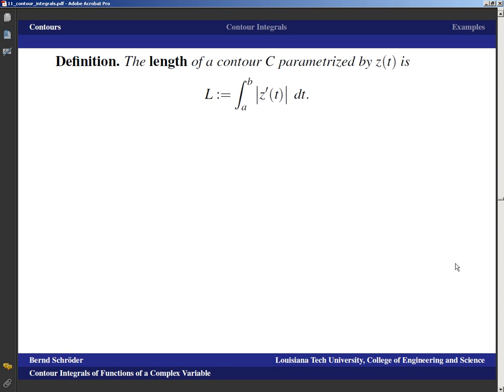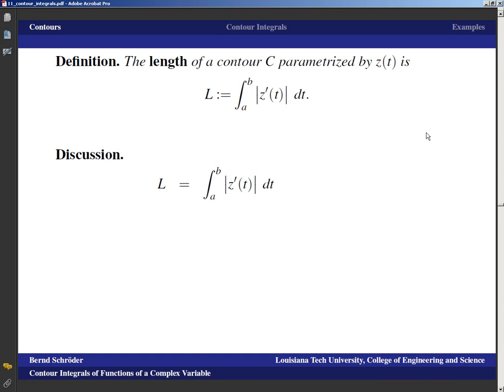The length of a contour that is parameterized by the function z of t is just L equals the integral from a to b of the absolute value of z prime of t. That's just a definition you can't prove, but you can certainly discuss it a little bit.